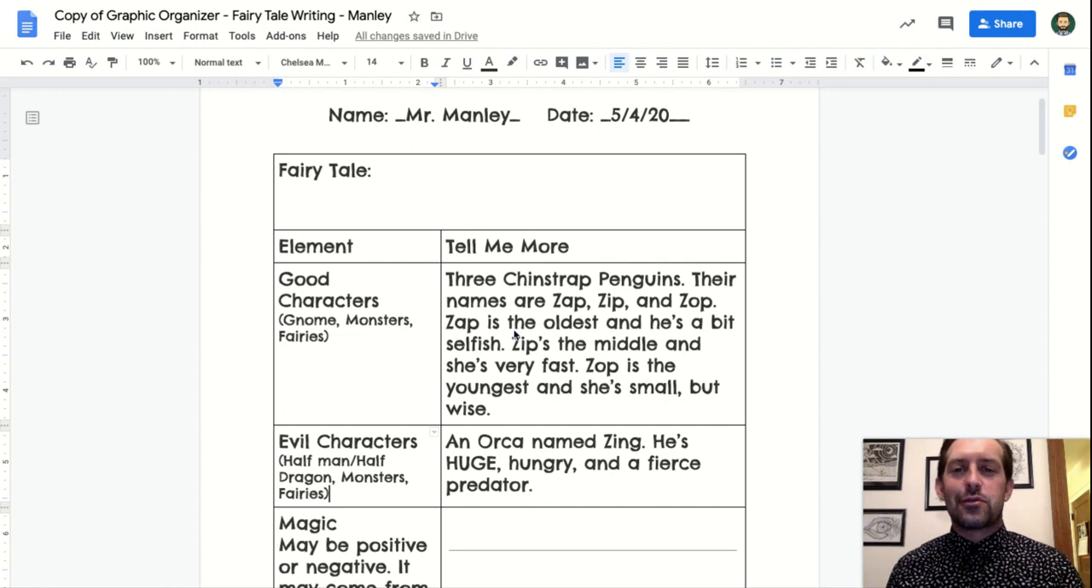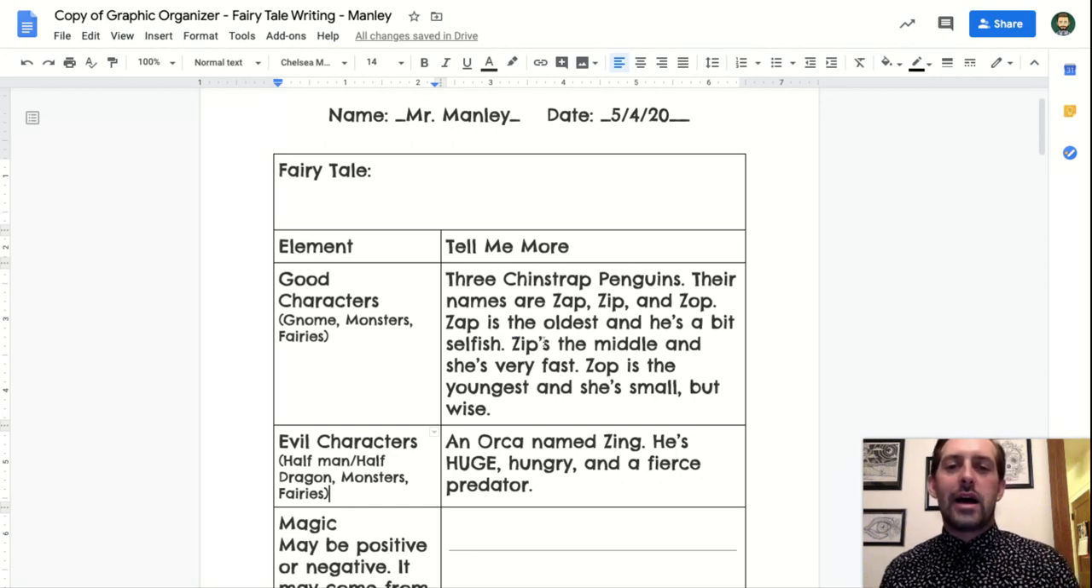So remember, some of the good things that we've heard from our characters, good and evil, are I've heard some stories about gnomes and monsters and fairies. I've heard evil characters like a half man, half dragon, and some evil monsters versus the evil fairies and things like that. So it's really great to see your ideas coming through.